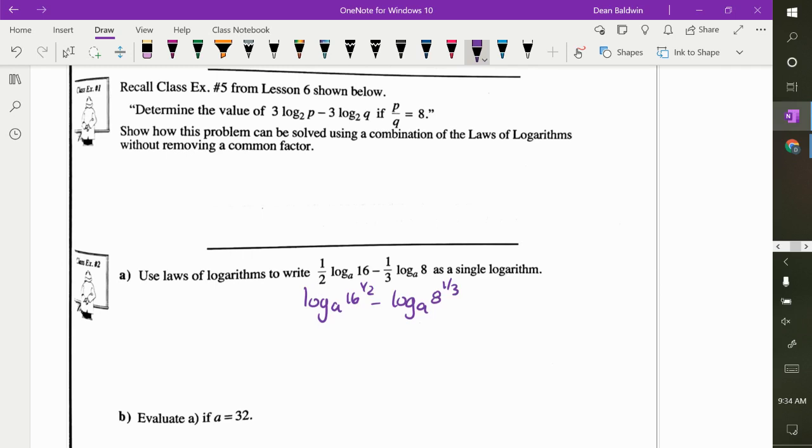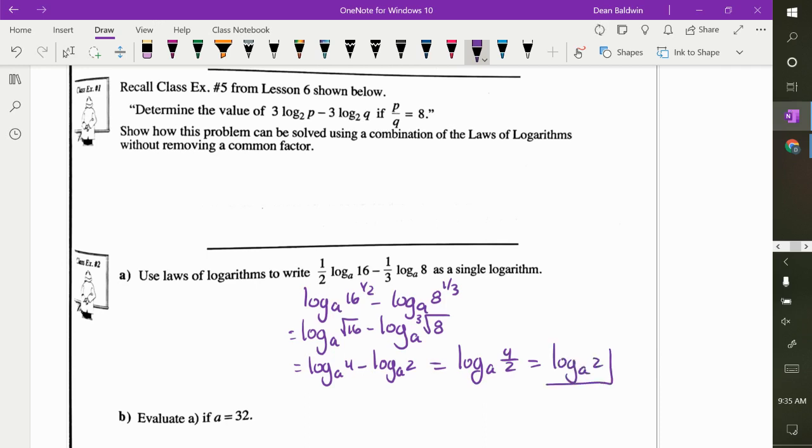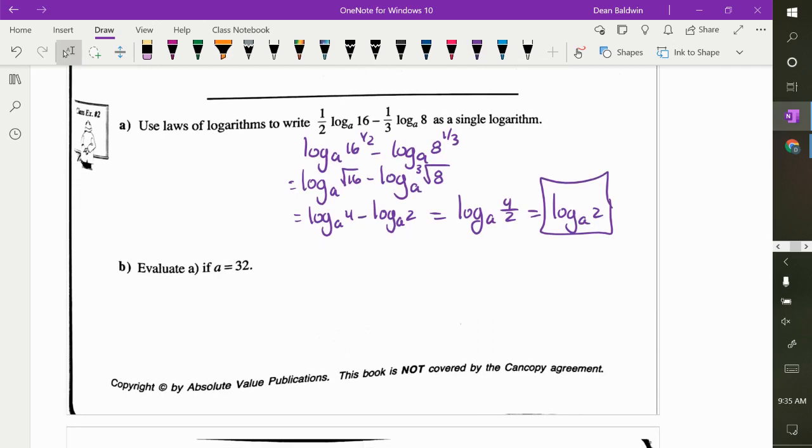Now, you are such experts with fractional exponents. What does a fractional exponent of 1/2 mean? Square root, right? And if you have a fractional exponent of 1/3, it means the cube root. What's the square root of 16? What's the cube root of 8? If you're subtracting, you are dividing. So you get log base A of 2. Yes? Just to double check, they have to be the same base to combine them. All right. Is everybody okay with that?